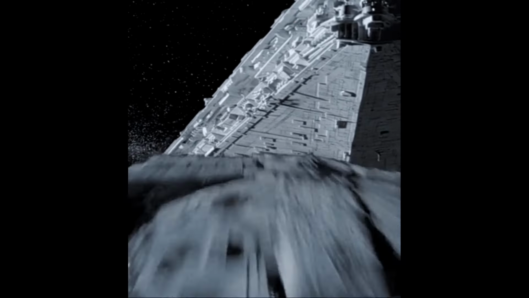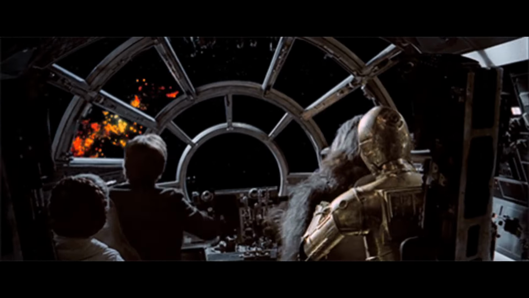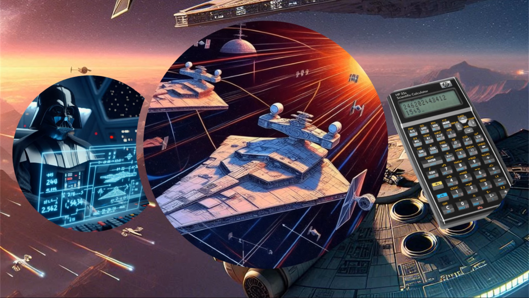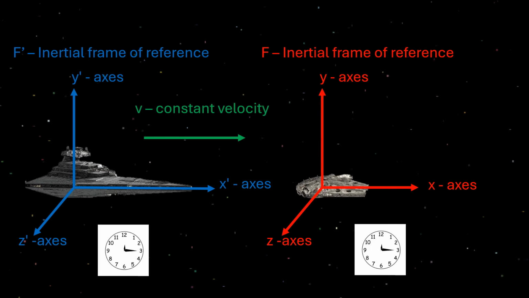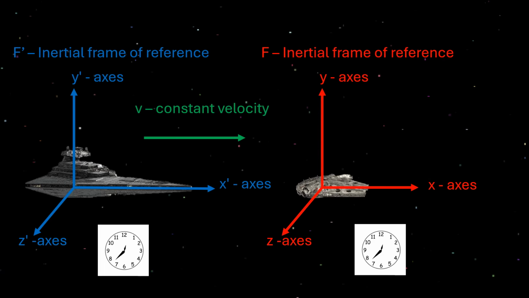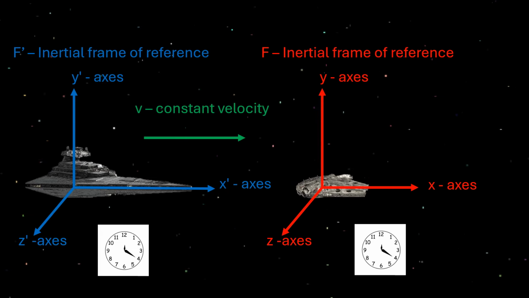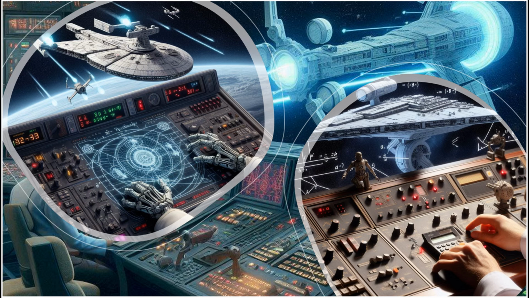What Han measures in terms of time and position relative to his ship should match what Darth Vader calculates aboard the Star Destroyer, assuming they're both using these Galilean transformations and neither ship is maneuvering dramatically. The technician on board the Star Destroyer can use these equations to program the targeting computer for the tractor beam.